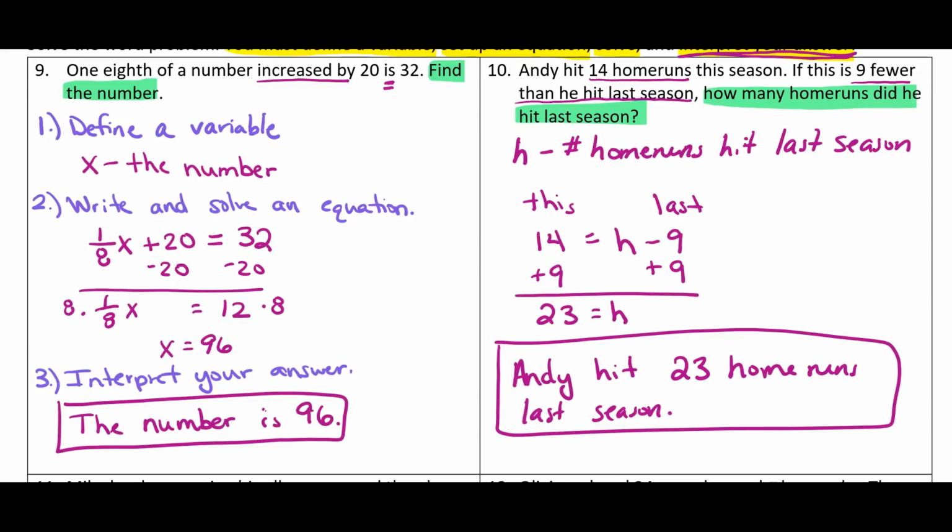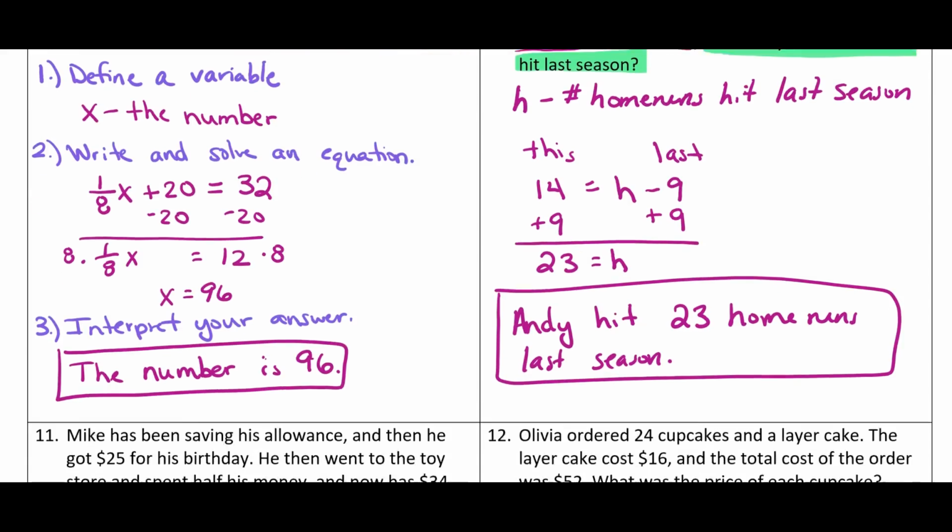Some answers that wouldn't make sense are decimals and fractions. You can't hit part of a home run. Negative numbers don't make sense. A number smaller than 14 doesn't make sense here. So always think about, does this answer make sense to what's going on in that situation?